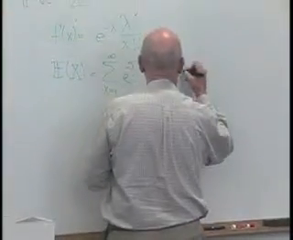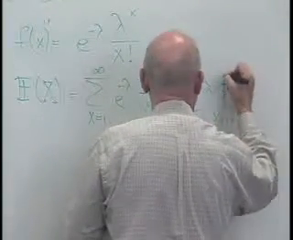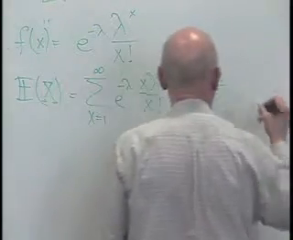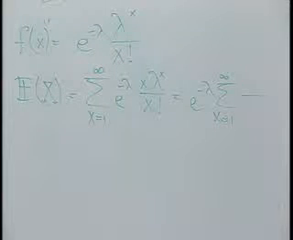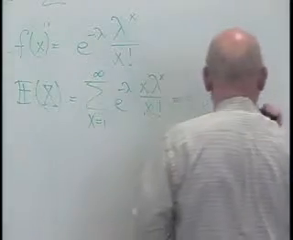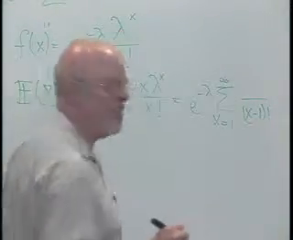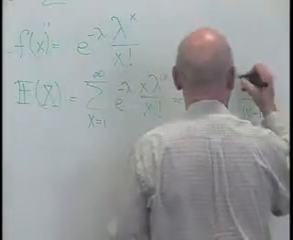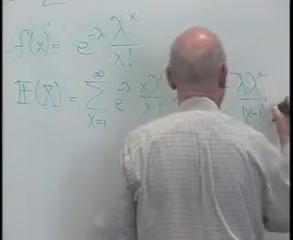I can pull out my e to the minus lambda. I've got the sum from x equals 1 to infinity of, well, what should I write in the denominator? X minus 1 factorial. And it would really be nice to have a lambda to the x minus 1 in the numerator. I can do that. I've got lambda times lambda to the x minus 1.